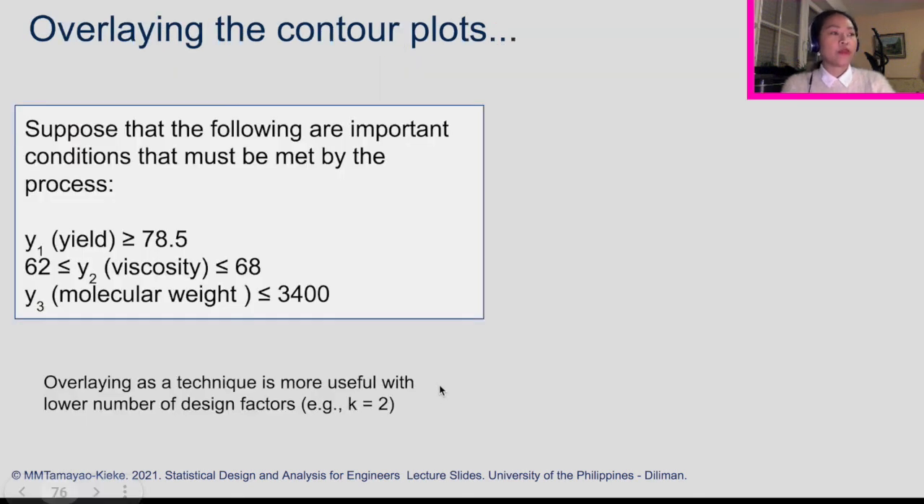Now, with experiments that have a low number of design factors, say for example, k is equal to 2, overlaying the contour plots is a useful technique. So let's show that first. But take note that this becomes awkward or cumbersome if you have more design factors.